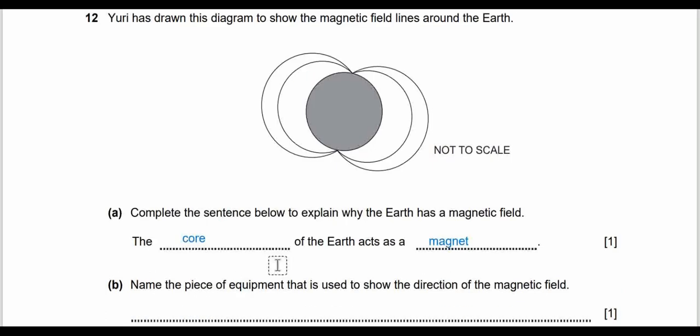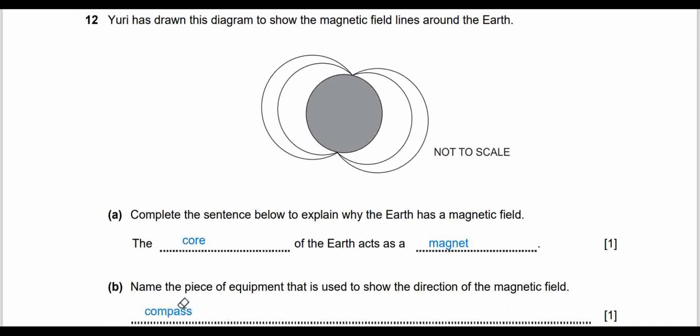Next, now we are in question B. Name the piece of equipment that is used to show the direction of the magnetic field. 10 seconds from now. Alright, let's open up the answer. So the answer is a compass. Next number.